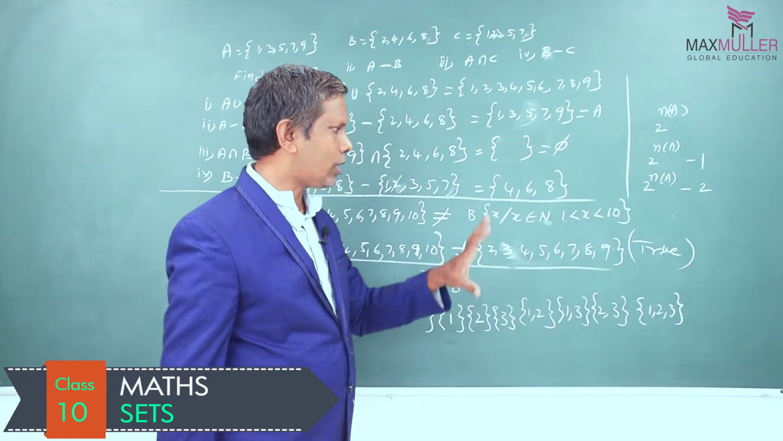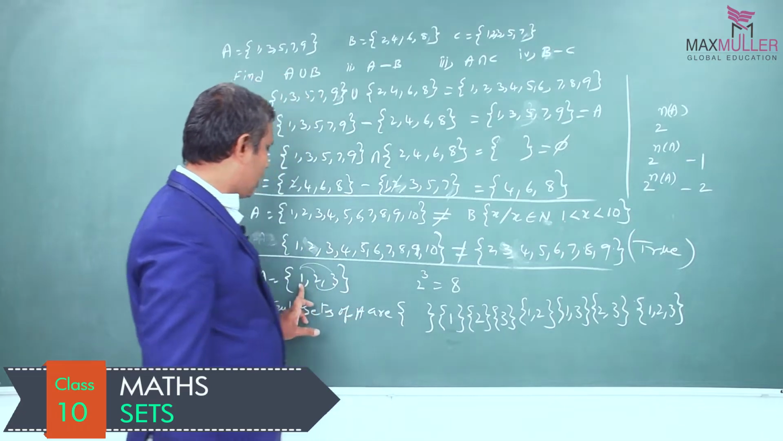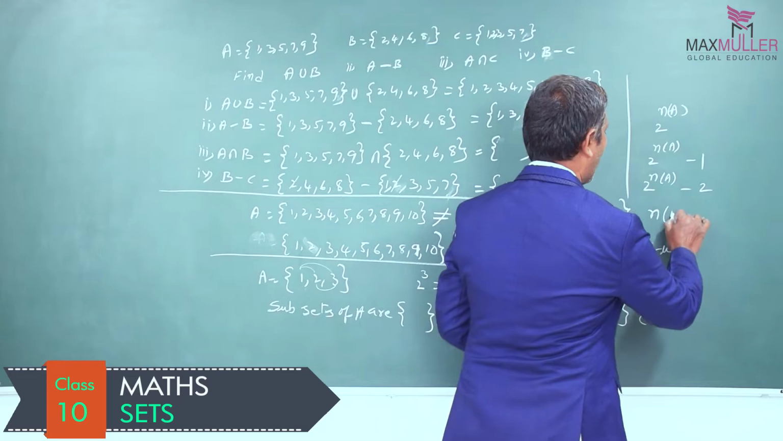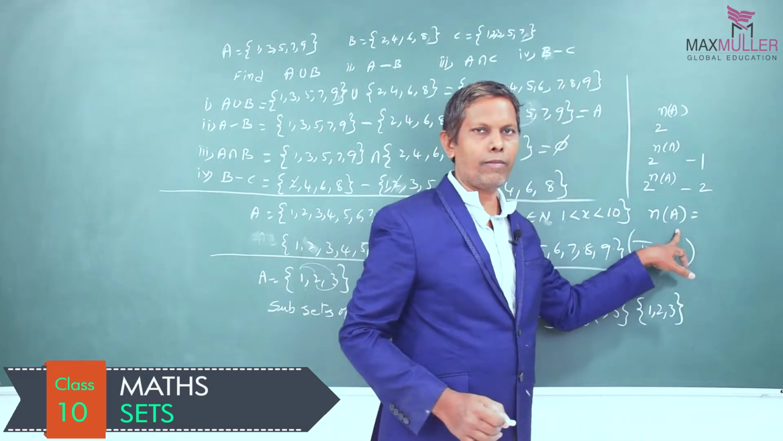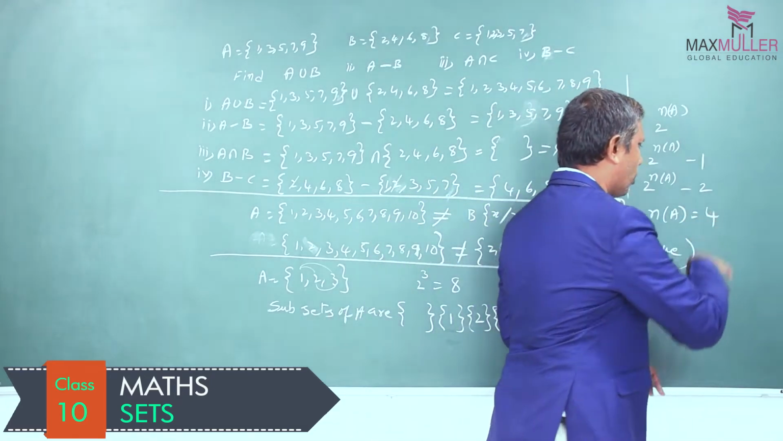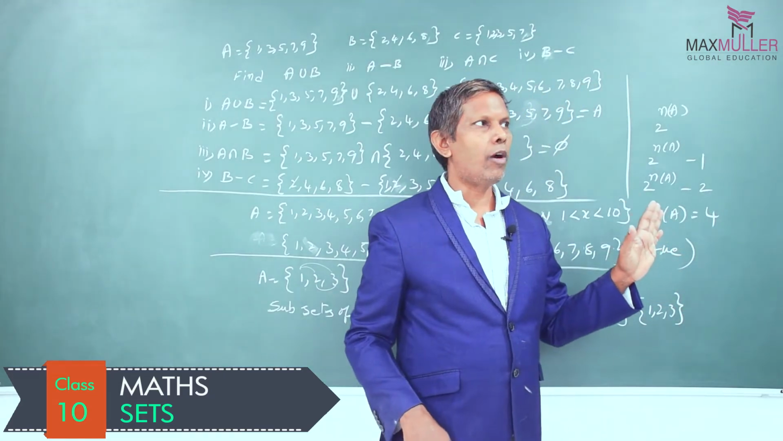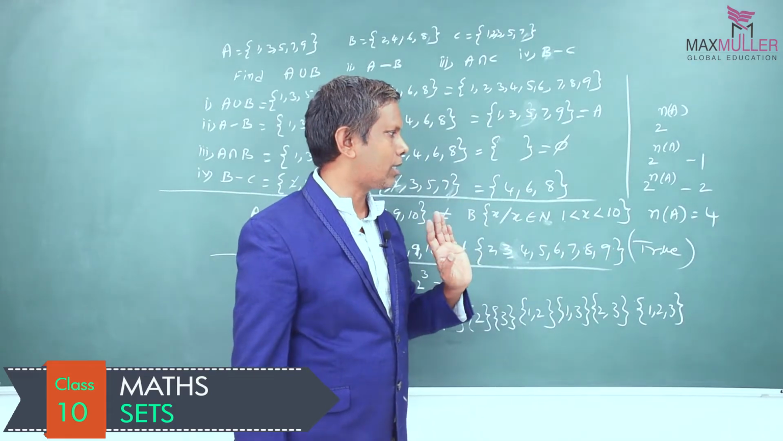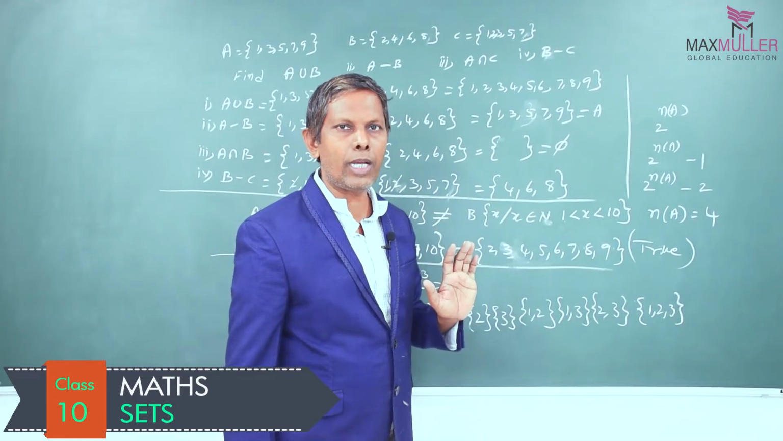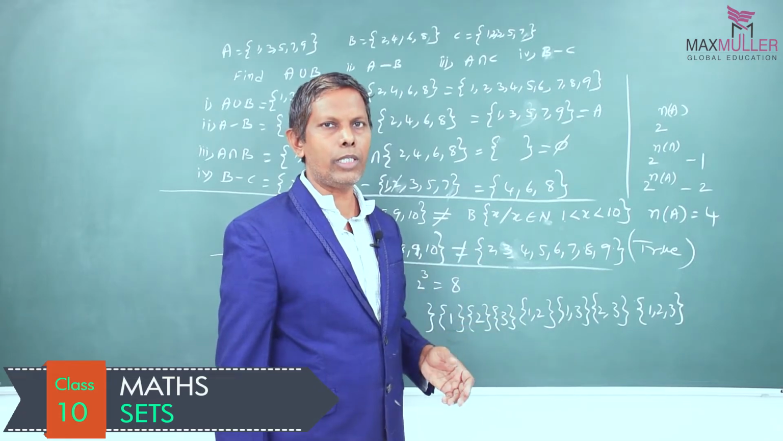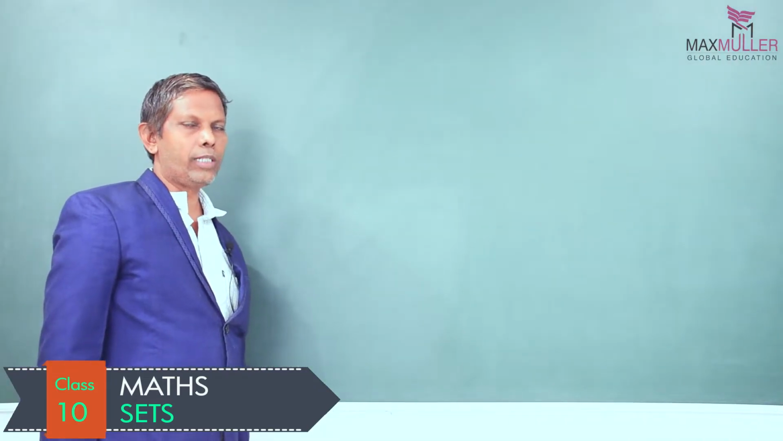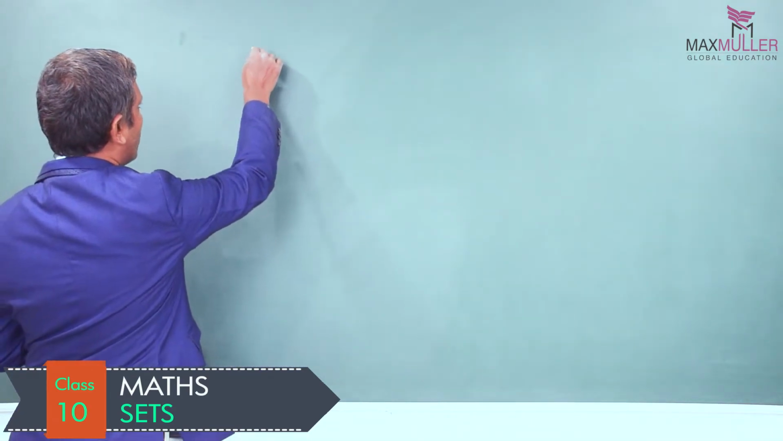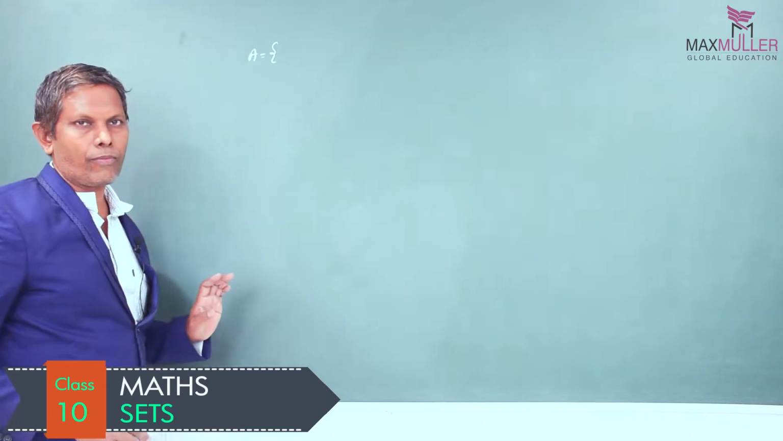Now suppose in the questions, in place of listing the set, they directly give n(A), the number of elements in the set, as 4. Then they can ask how many subsets there are for this set. It is 2 power 4, which is 16.